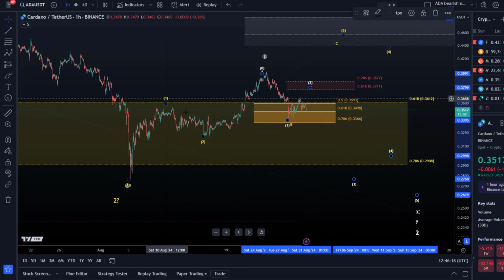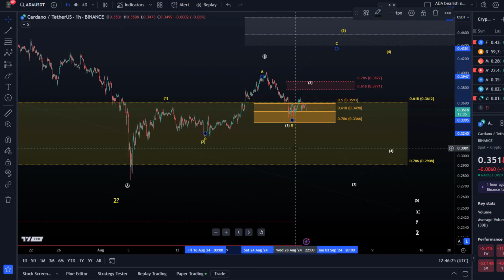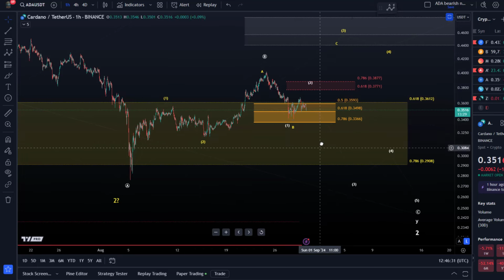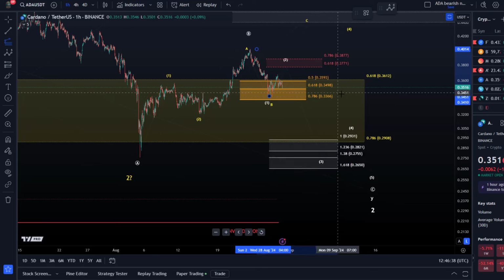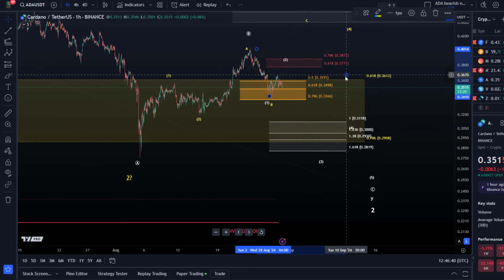So here 1, 2, and then A, B, and that B wave pullback could still be unfolding, but any low increases the probability that we have started wave 3 in white. Please be aware of that. Where would it likely take us? If the wave 2 in white already topped, the third wave should take us at least to around 29.3 cents, maybe even a bit lower. So we should end that 5th wave below the 5th of August low.